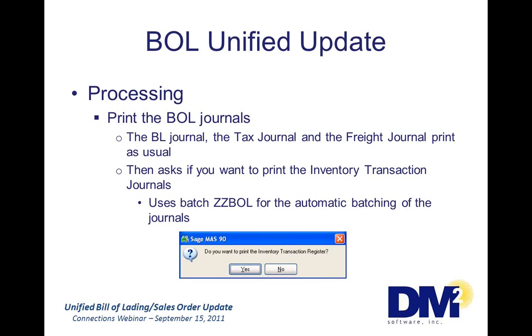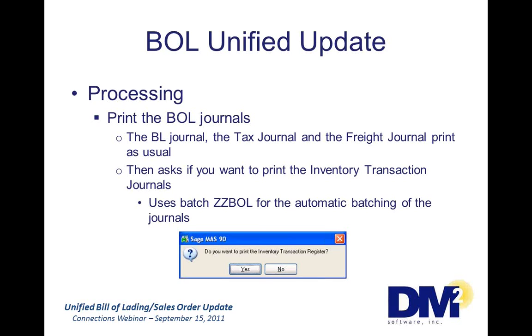The BL journal, which lists the purchases, the tax journal, and the freight journal, they all print as usual. Then it asks you if you want to print the inventory transaction journals. It's going to use, remember, that batch ZZBOL for the automatic batching.